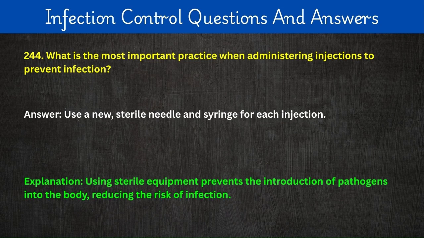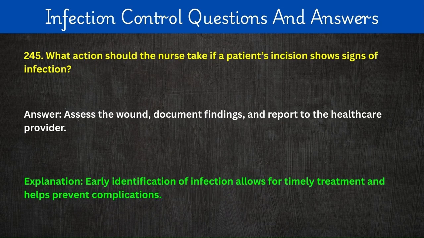Answer: use a new, sterile needle and syringe for each injection. Explanation: using sterile equipment prevents the introduction of pathogens into the body, reducing the risk of infection. 245. What action should the nurse take if a patient's incision shows signs of infection?